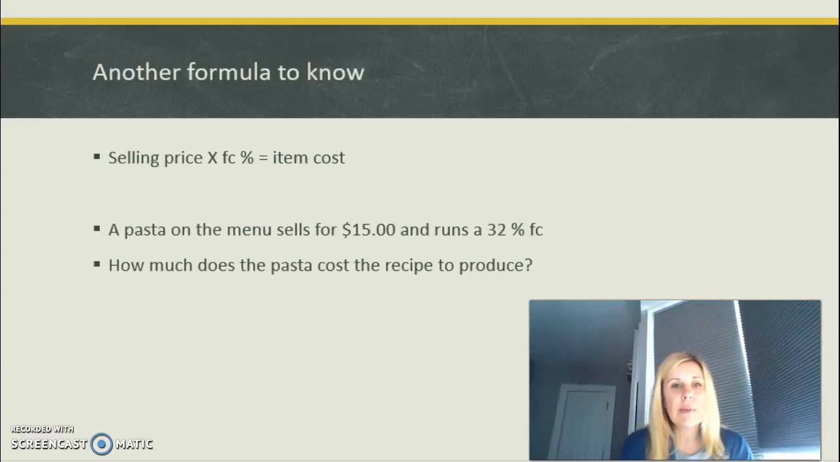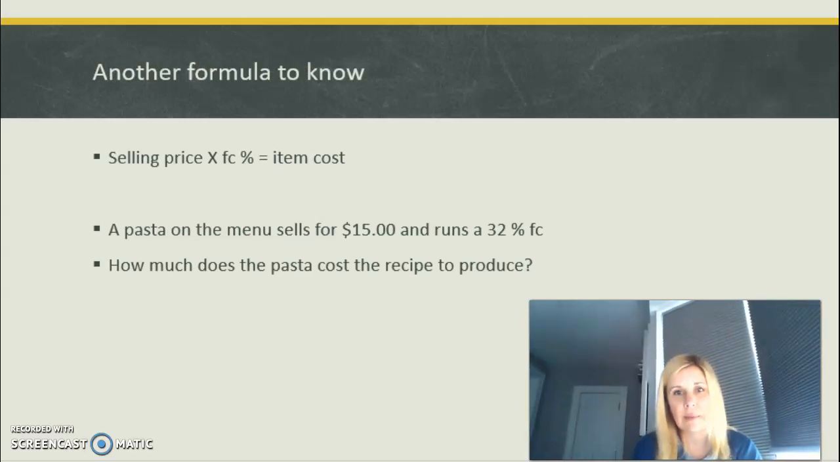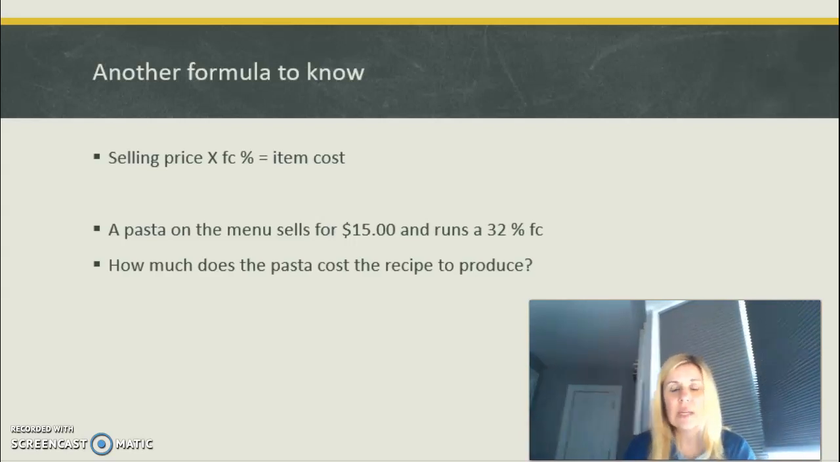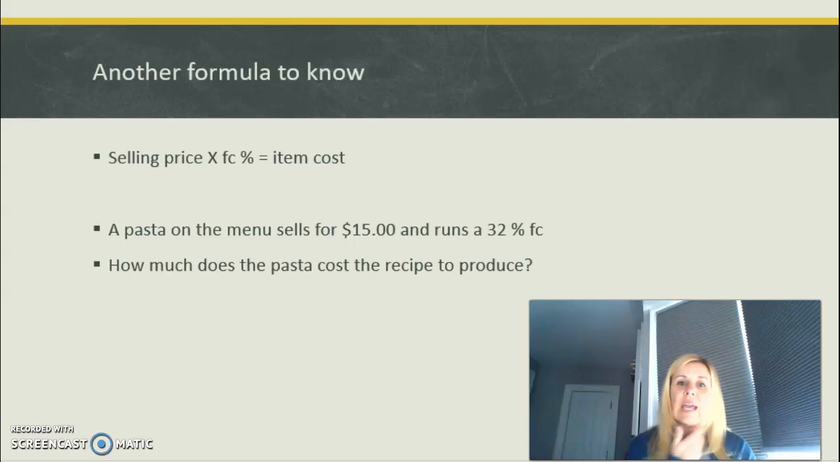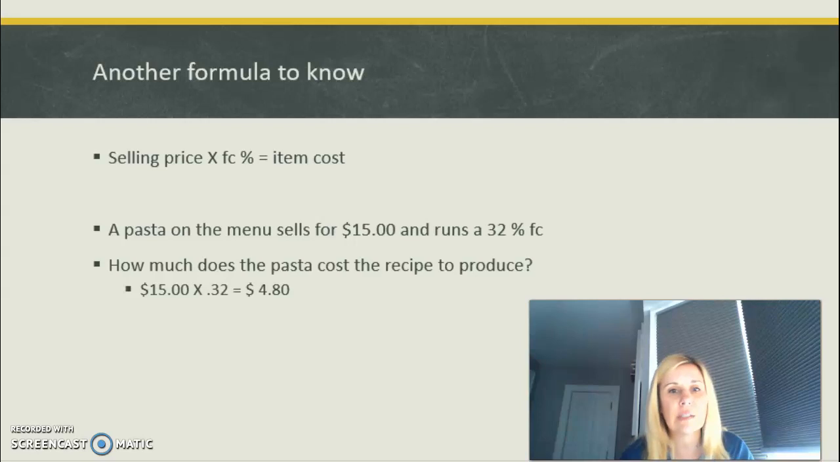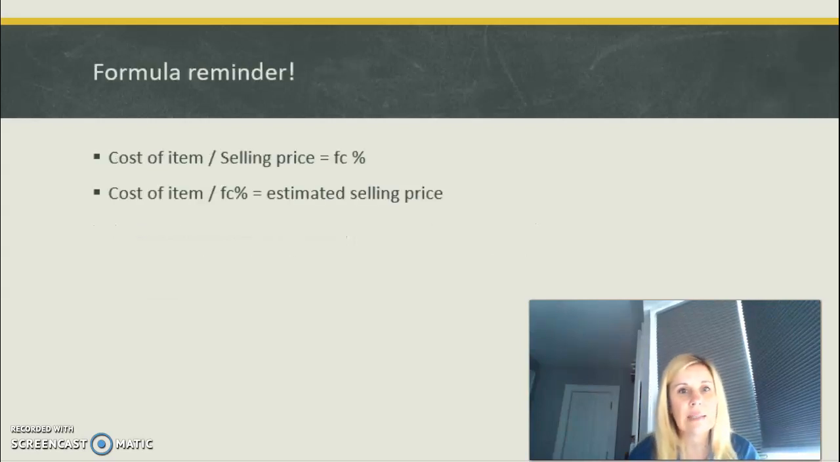Another formula to know before we wrap up is selling price times food cost percent will tell you what that item's cost is. So, an example: a pasta on the menu sells for $15 and runs a 32% food cost. So 15 times 0.32 will tell you what that food item cost is, and that would be $4.80. So remember the formulas.